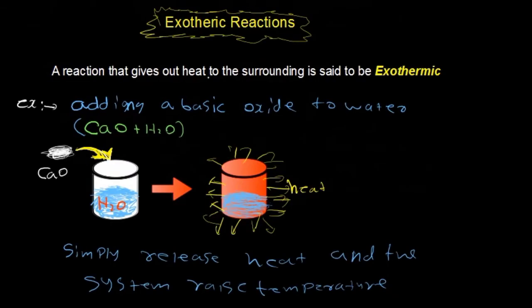Once more, let's see the definition. A reaction that gives out heat to the surroundings is said to be an exothermic reaction by definition. Okay, let's have a good look at a few examples. A simple day-to-day life example is adding a basic oxide to water, calcium oxide with water. It releases heat. That's why it is mentioned in a certain red color bin, and it releases heat to the outside. In that simple example, heat is released and the system gains some temperature.